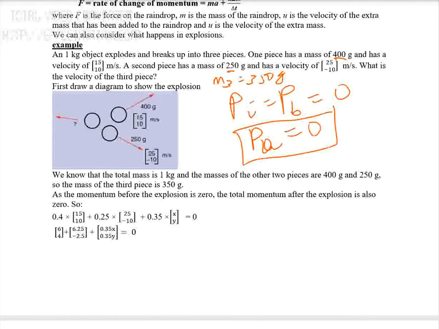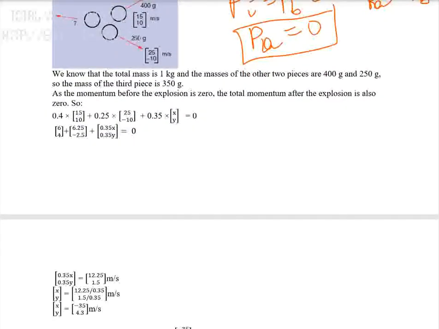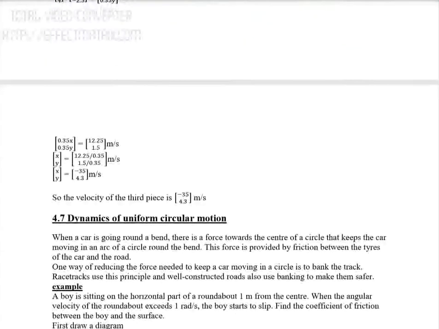This one is the momentum after is equal to 0, because the momentum before the collision is 0. And momentum after is equal to momentum before. If the momentum before is 0, the after must also be 0. And by arranging, finally, you can get the values of x and y. For this equation, the value of x and y is this much. That means the velocity of the third piece is minus 35 in the x direction and 4.3 in the y direction.